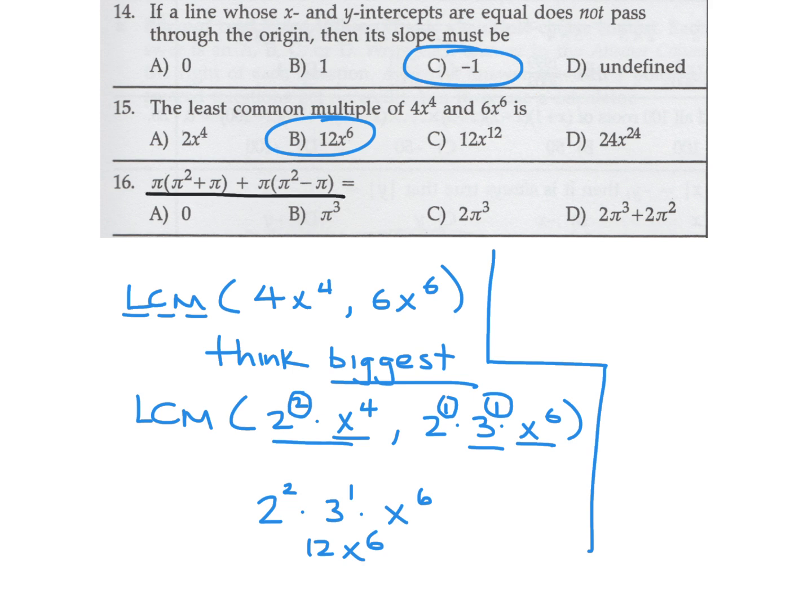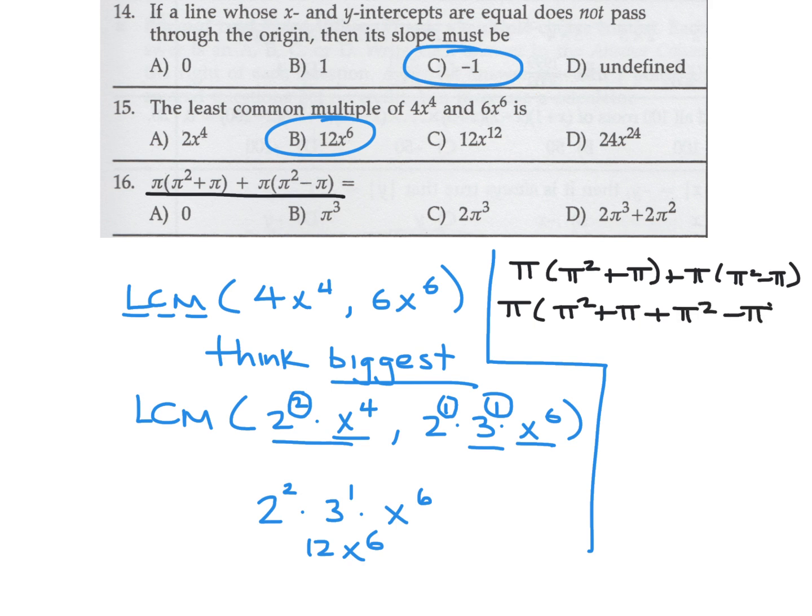All right, so we got pi times pi squared plus pi, and then we have pi times pi squared minus pi. There's a couple of ways of doing this. You can factor, or you can multiply it all out, whatever you want to do. I factored out the pi, and then I had pi squared plus pi squared minus pi. And then these pi's cancel, and then you're just left with pi times 2 pi squared, and that's 2 pi to the power of 3. So 2 pi to the power of 3, and that would be C.